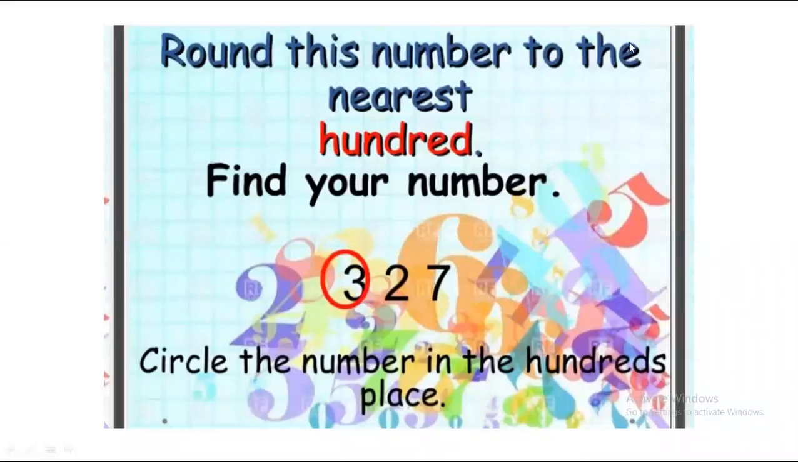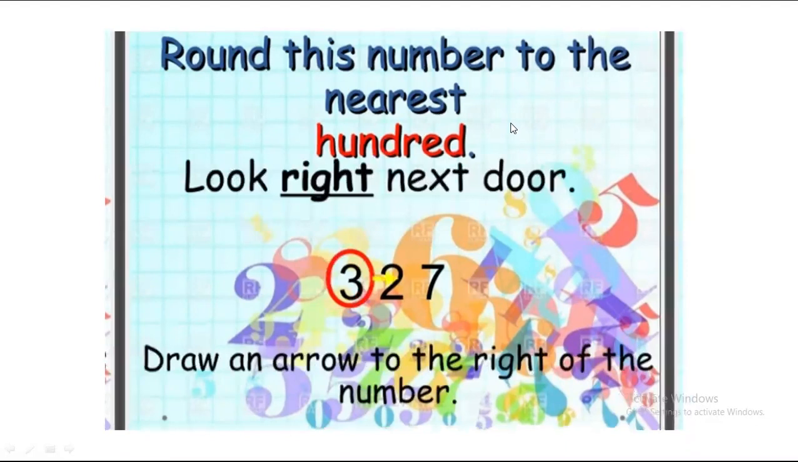In this video, we'll be talking about how we can round numbers to the nearest hundreds and thousands. All right, so the first number is 327. Circle the number in the place of hundreds. If you are looking to round the number to the nearest hundred, you will look at the number which is at the place of hundreds. Hundreds, tens, units.